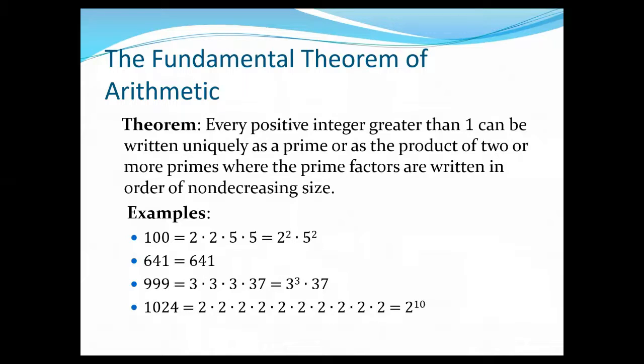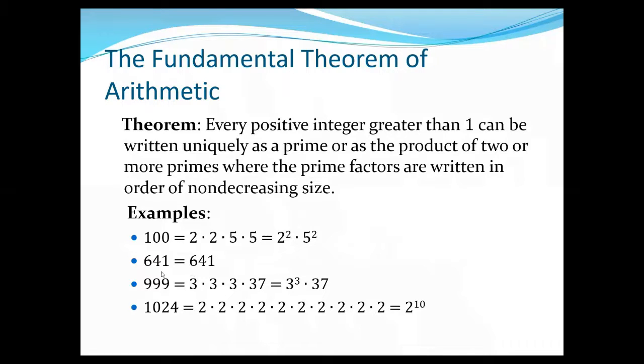For example, 100. What are the prime numbers that we need to multiply to get 100? The numbers are 2 multiplied by 2, multiplied by 5, and multiplied by 5. So 2 times 2 is 4, 4 times 5 is 20, times 5 is 100. And 2 and 5 are prime numbers. We could rewrite this as 2 squared times 5 squared. This is called the prime factorization of 100.